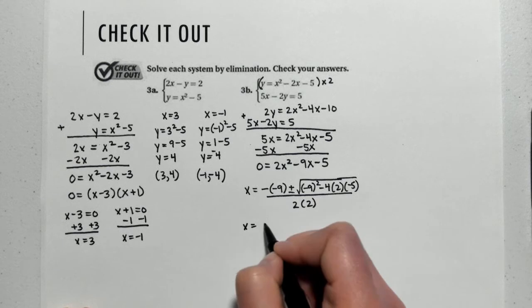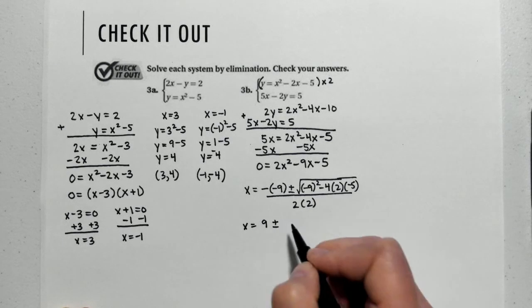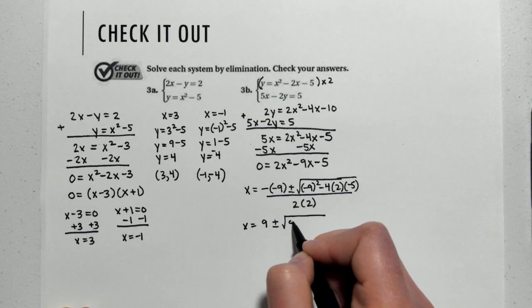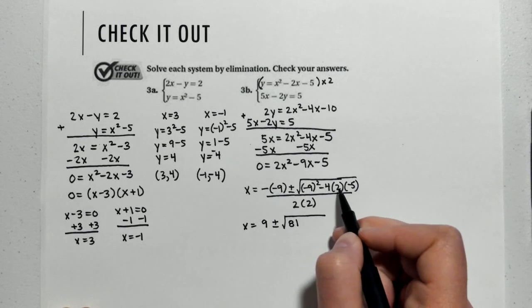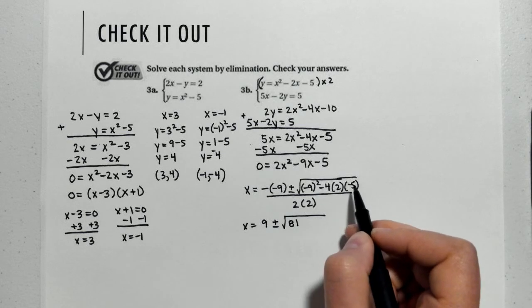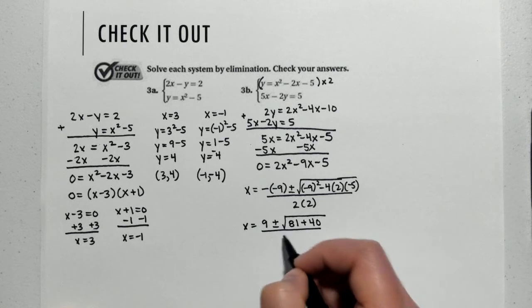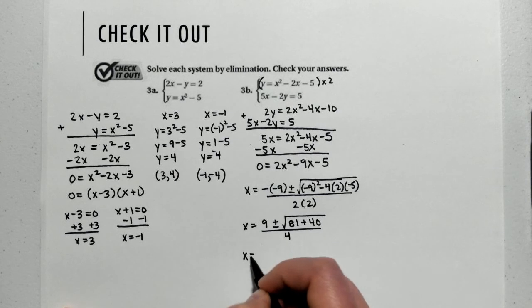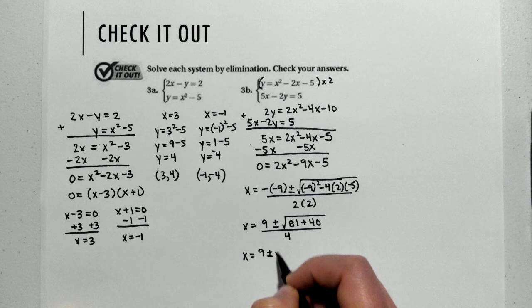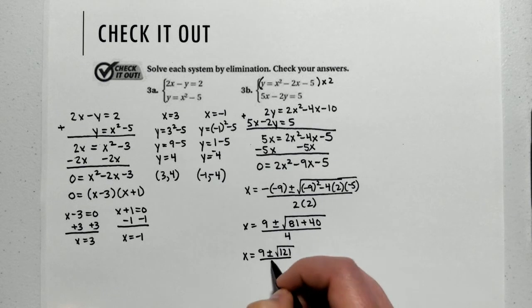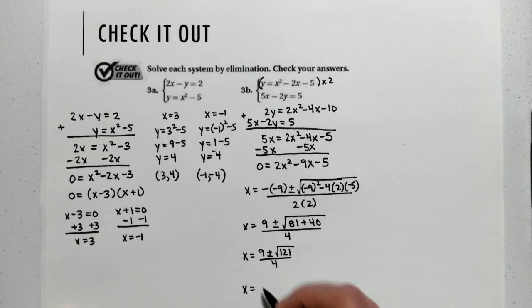So negative times a negative is positive, so positive 9 plus or minus the square root. Negative 9 squared is 81. Negative 4 times 2 is negative 8, times negative 5 is a positive 40. And 2 times 2 is 4. So x equals 9 plus or minus the square root of 121 over 4. And the square root of 121 is 11, so we have plus or minus 11.